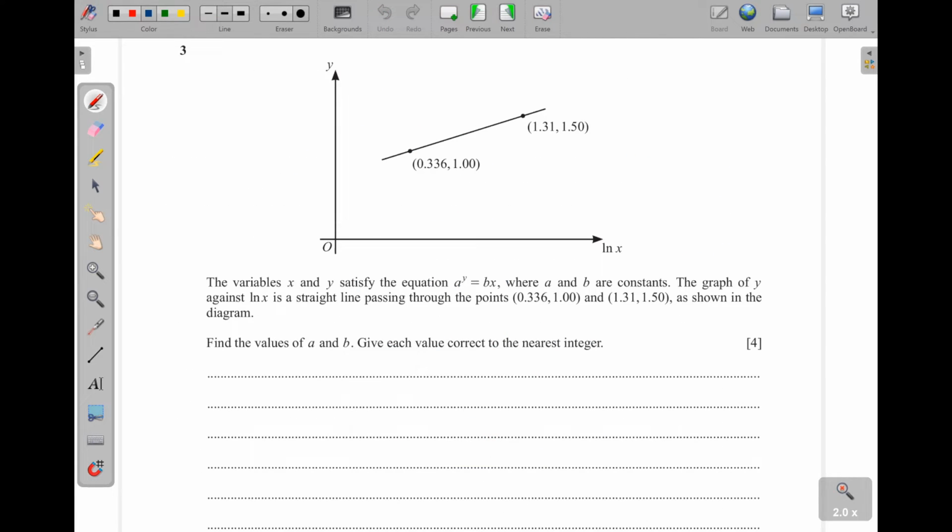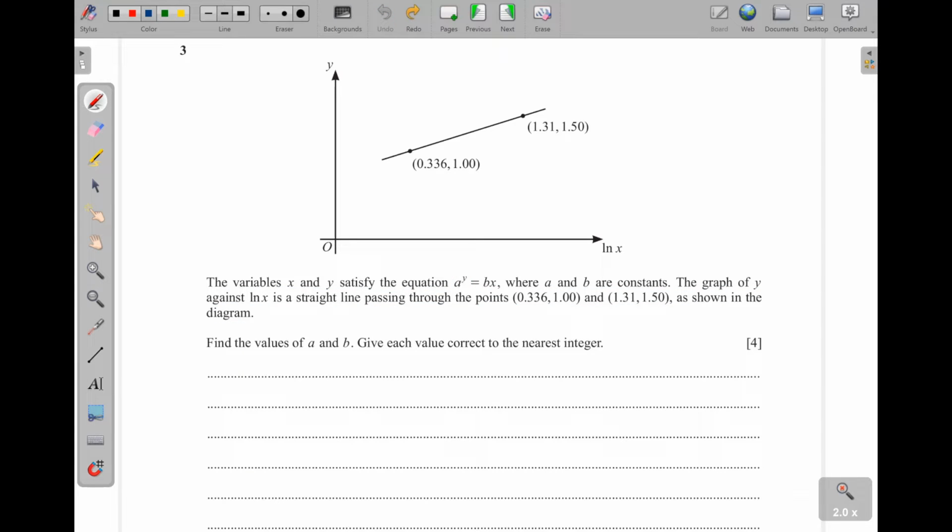Next, question 3 is also coming from logarithms, but we are transforming exponential functions into linear equations. The variables x and y satisfy the equation a to the power y is equal to bx, where a and b are constants. The graph of y against natural log of x is a straight line passing through these points here, as shown in the diagram. Find the values of a and b. Give each answer correct to the nearest integer.